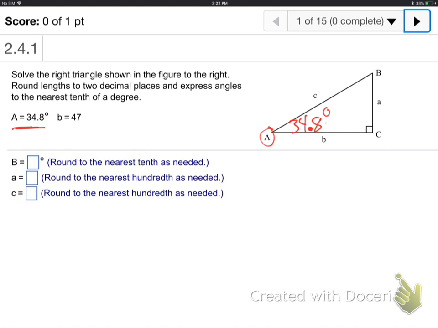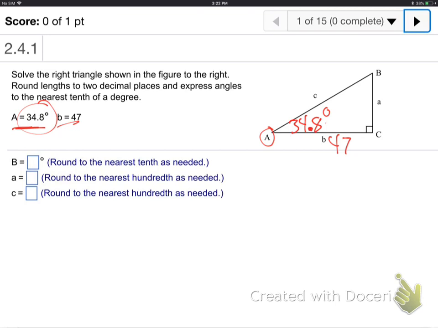Okay, so they're giving me capital A, 34.8 degrees, and then little b, so that's a side, isn't it? Little b, down here, 47. So they're giving me one angle, one side. Of course, I know the 90-degree angle. And then they want me to find all the rest of the triangle, the other 2 sides and the missing angle. Let's start with the angle.